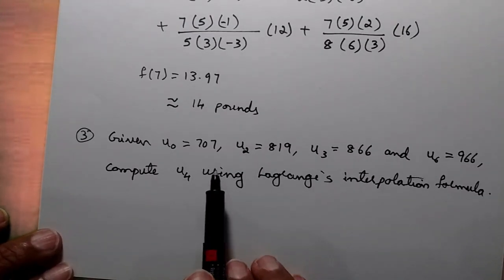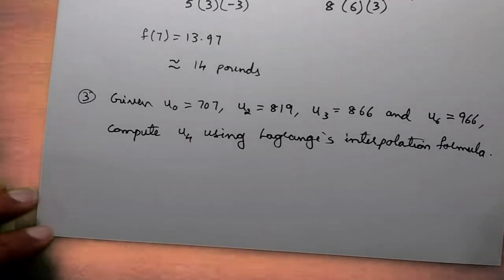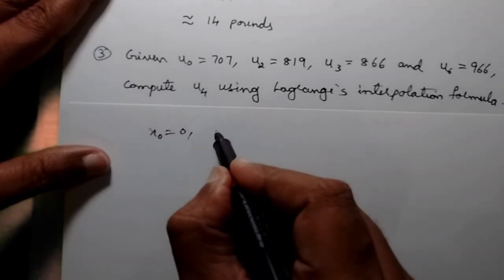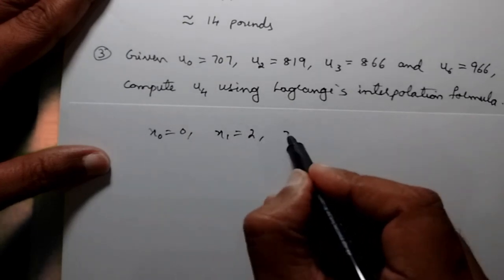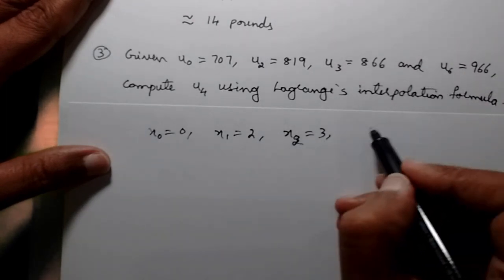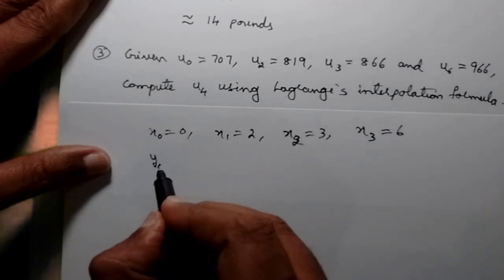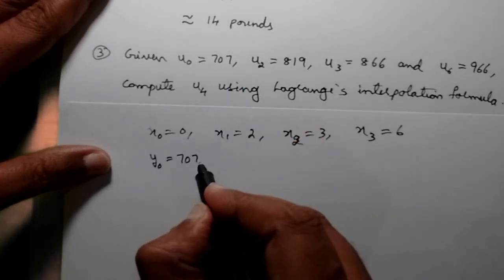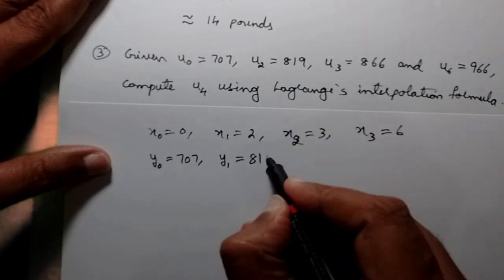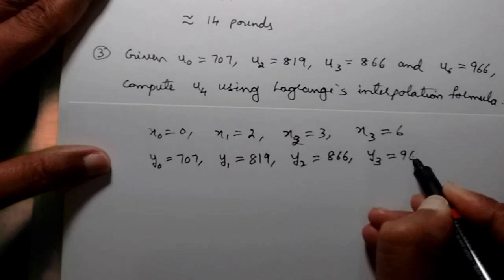The next question is given u0 value, u2 value, u3 and u6 value. You have to compute u4 using the Lagrange interpolation formula. So your x0 value will be 0, x1 value will be 2, x2 value will be 3, and x3 value will be 6 here. Corresponding y values: y0 is 707, y1 corresponding to 2 will be 819, your y2 value will be 866, and your y3 value will be 966.